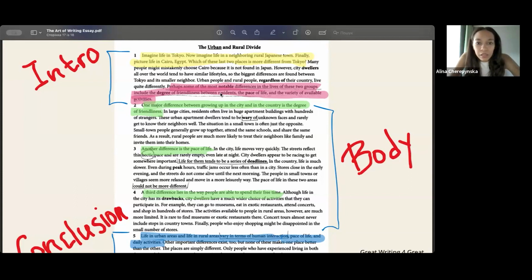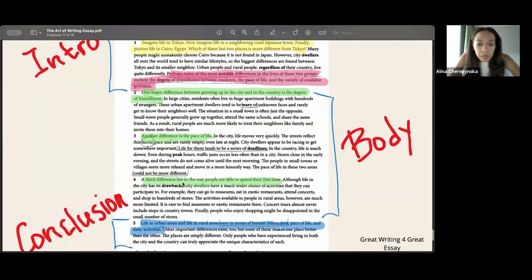So let's come back to our thesis statement. Degree of friendliness, it was the first issue. That is why we're speaking about the degree of friendliness. The next paragraph: another difference is the pace of life. We mentioned it in the thesis statement, the pace of life, and here we go again. The third one: a third difference lies in the way people are able to spend their free time. We mentioned the variety of available activities, and here actually we're going to speak about these activities.